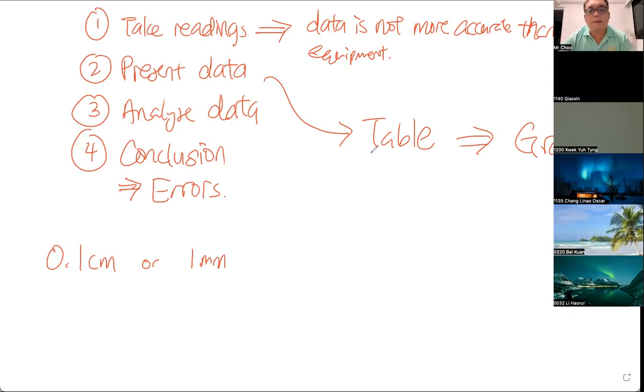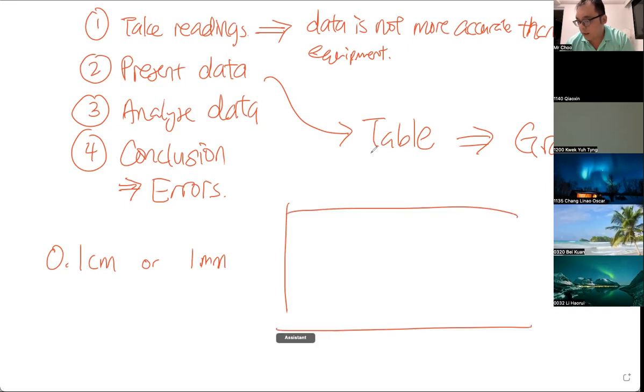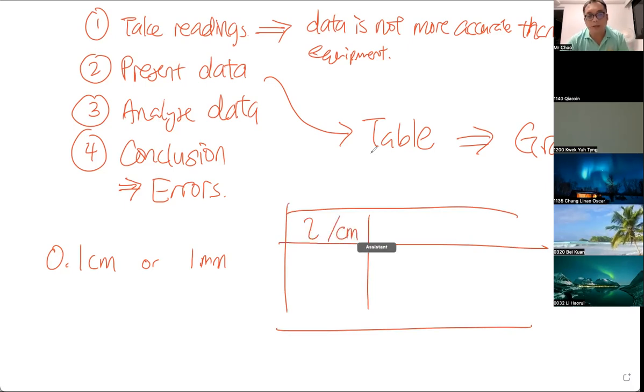Then, after you present your data, you need to do some calculation. For example, your data has a header, like in this case, length. Always write down the unit in the header. Then in your table, there will be no unit. So this is your raw data. Maybe you got L1, maybe you got L2.